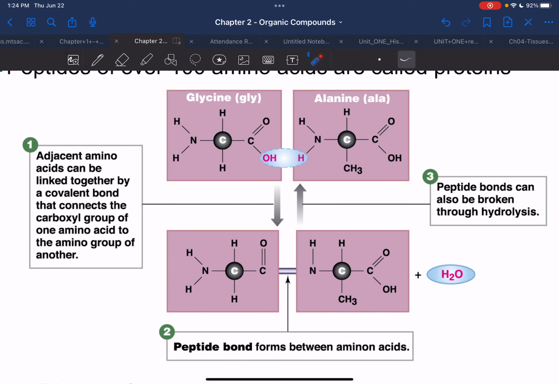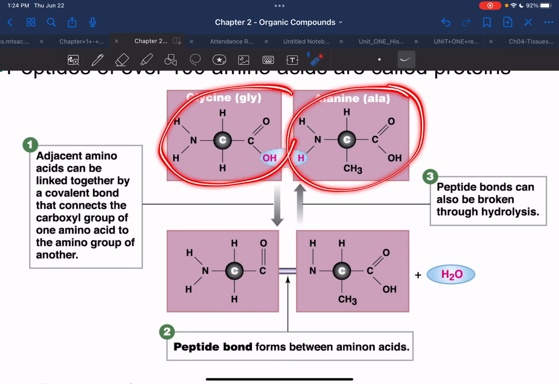I want you to just quickly look here. If we're seeing we want to combine this amino acid, alanine, as an example, you can see it has a very small R chain. All it has is a CH3. That's it, just a carbon, 3 hydrogens. Here you can see that glycine has just another hydrogen, nothing special about it. But you can see that these two can combine together.